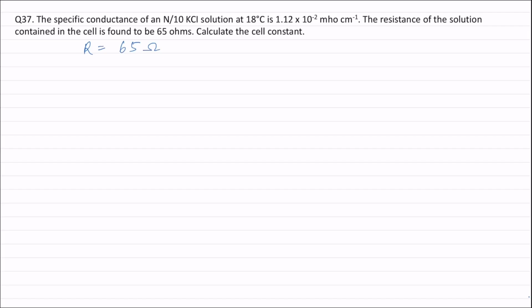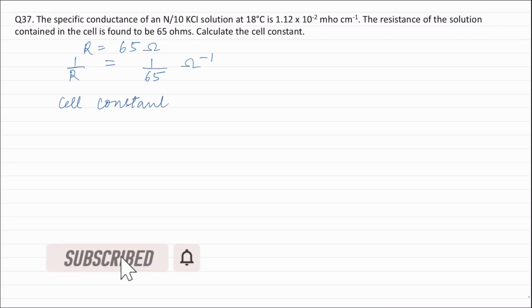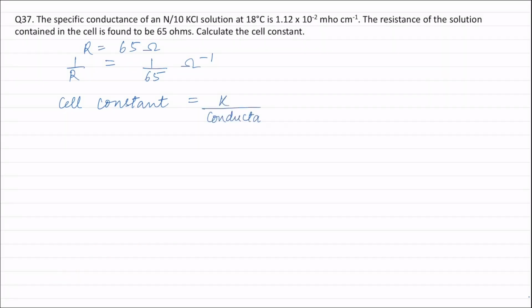Therefore, conductance, that is 1 by R, will be equal to 1 by 65 per ohm. Now, cell constant is equal to specific conductance divided by conductance, and this is equal to, the value of specific conductance is 1.12 into 10 to the power minus 2 per ohm per centimeter, and the value of conductance is equal to 1 by 65 per ohm. Therefore, the value of cell constant will be equal to 0.728 per centimeter.